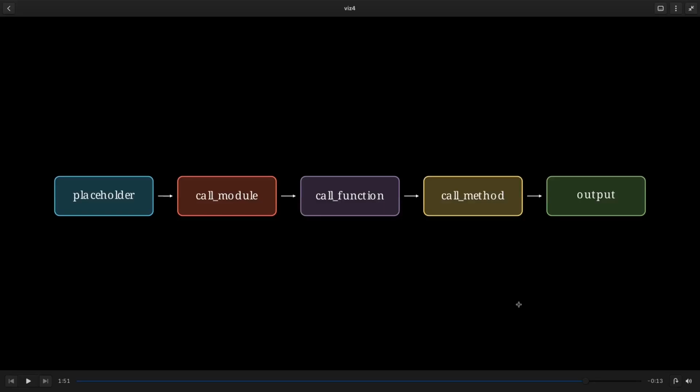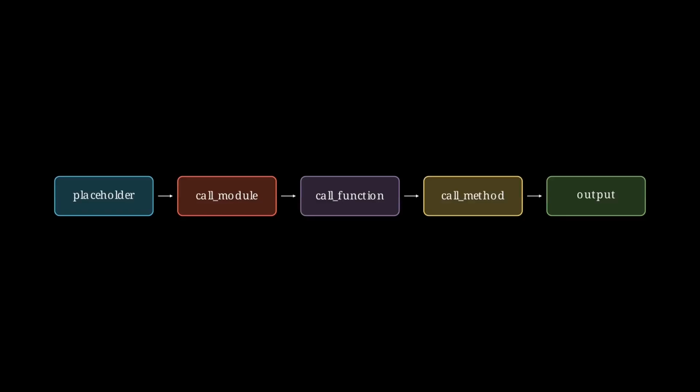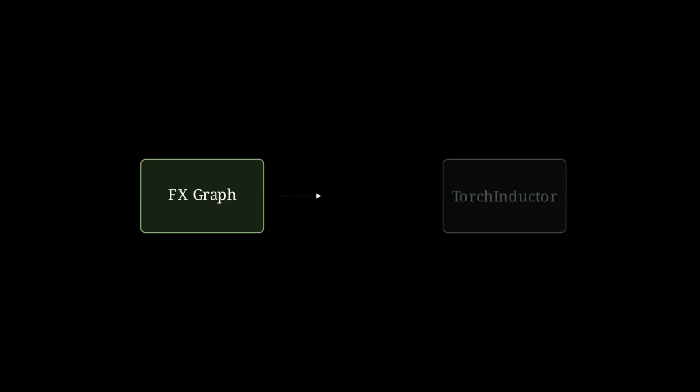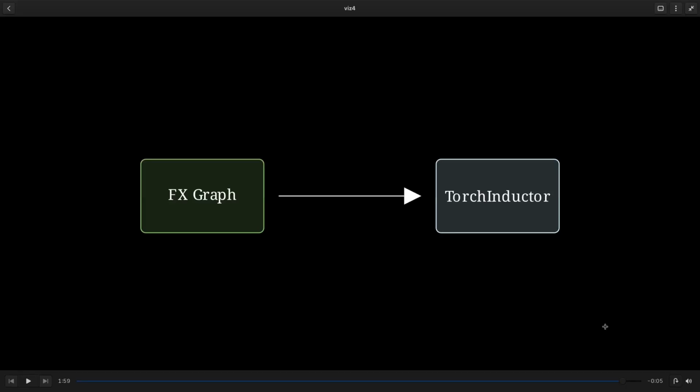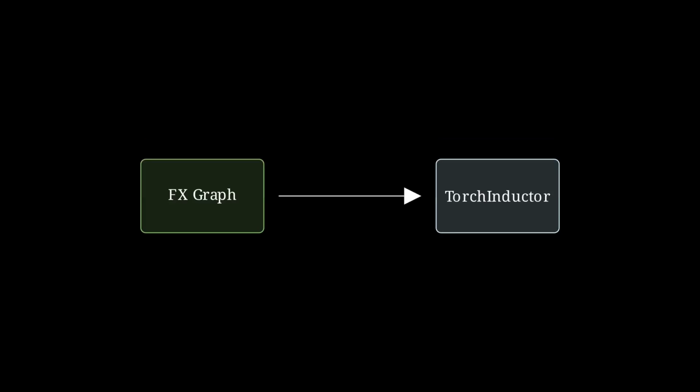Now we have our FX graph. At this point, Torch Dynamo's job is basically complete. It has watched your Python program execute, captured all the tensor operations and represented them as an FX graph. But if you think about it, the graph itself doesn't make your model faster. An FX graph is simply a representation of the computation. It tells us what operations exist and how they depend on each other. That's it. But someone still has to optimize the computation and generate efficient code, right?